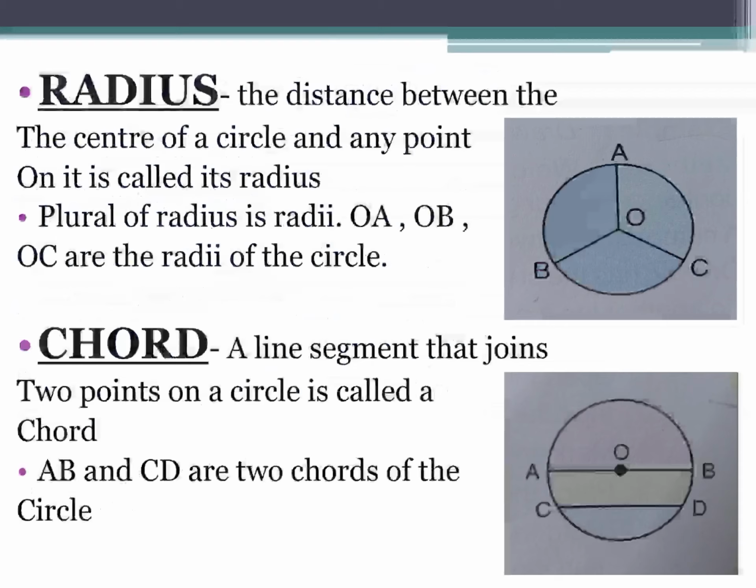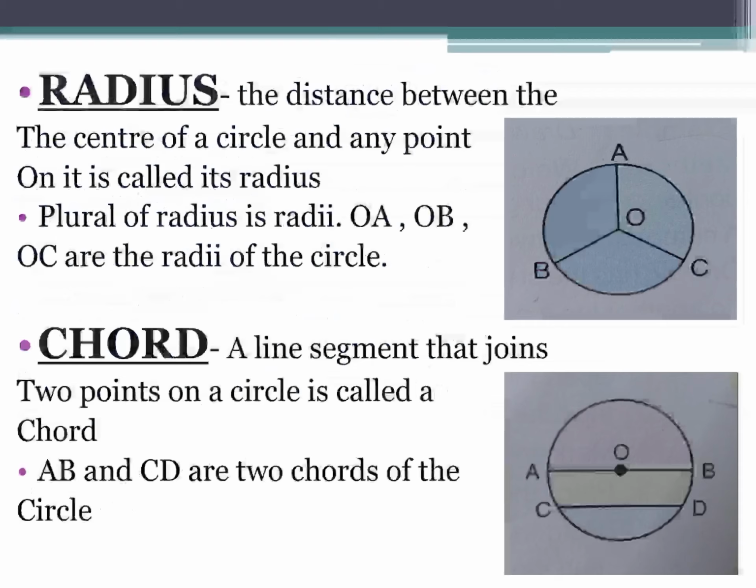Now, I am describing radius. The distance between the center of the circle and any point on it, on it means on the circle, is called its radius. The plural of radius is radii. In this, OA, OB and OC are the radii of the circle and each radius has the same length.